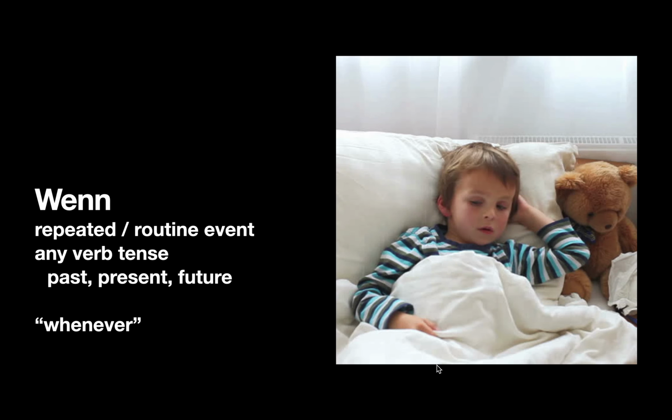In contrast to that, wenn is used for a repeated or routine event. It can be used in any verb tense, the past, the present, or the future. So both of those things make it different from als. Wenn essentially translates to English as "whenever," because it's referring to a repeated or routine event, such as, "Whenever I got sick, I stayed home in bed with my teddy." It's not just one time that I got sick, it's every single time that I got sick.